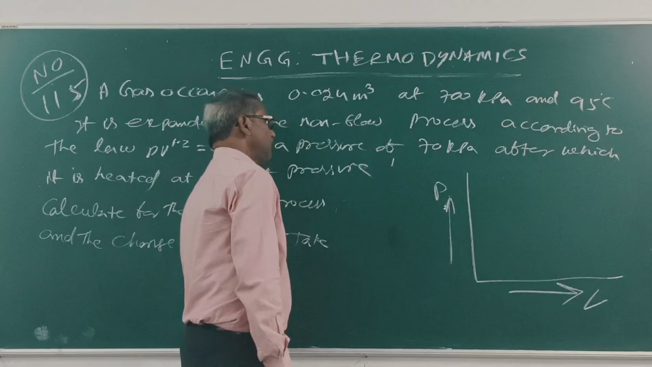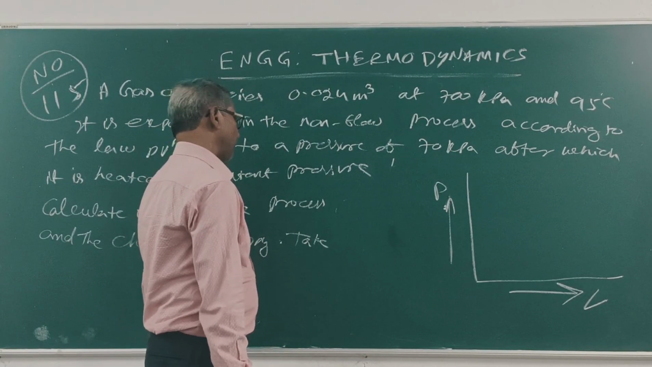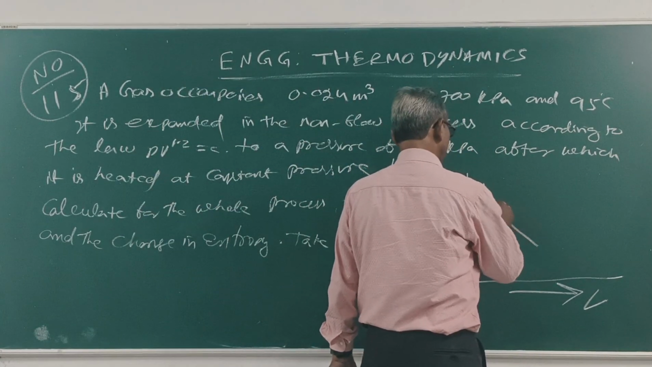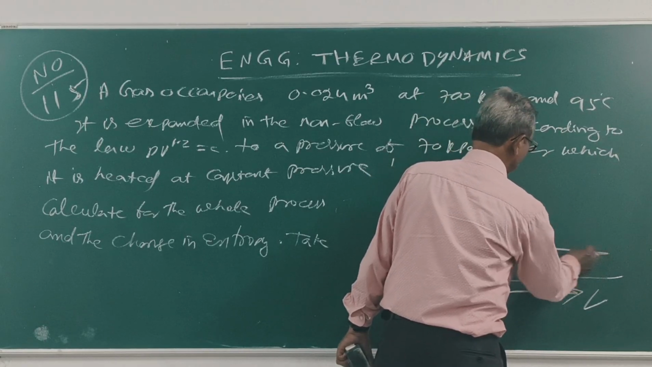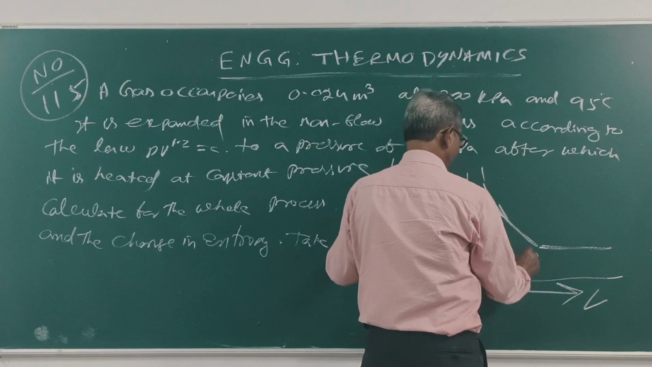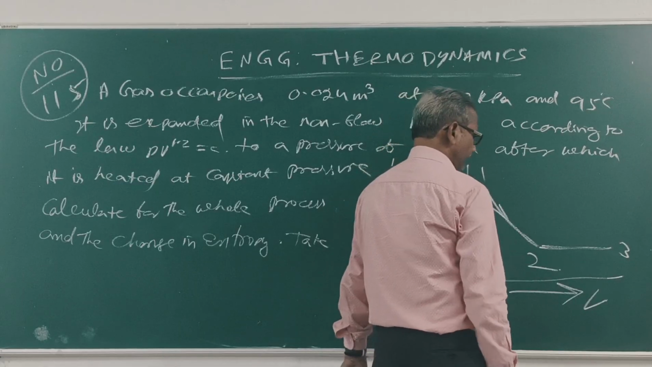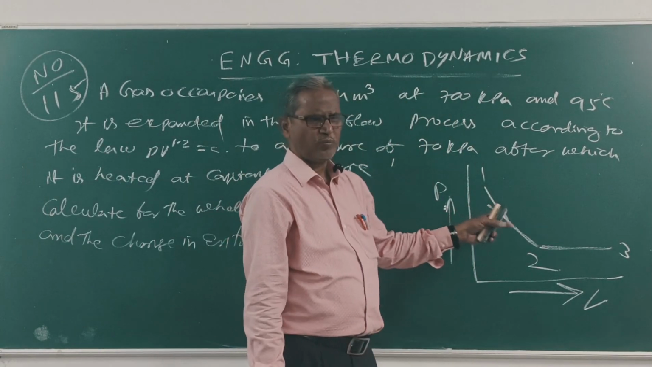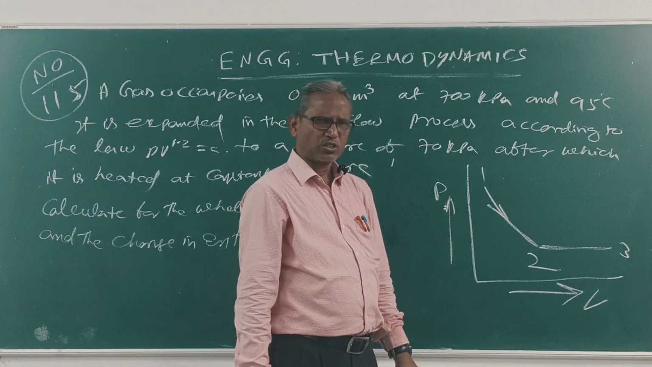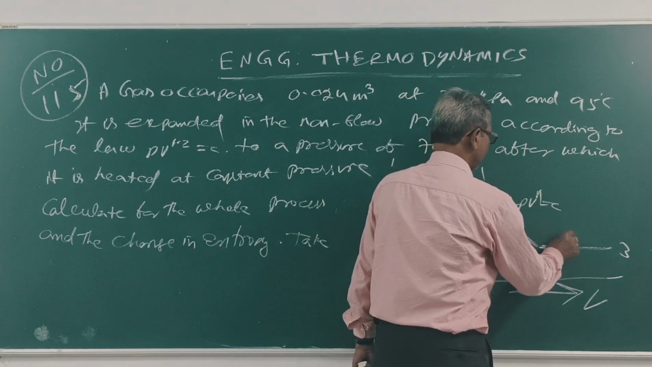Now, according to the law, PV^1.2 constant expansion process. The expansion process 1-2, then constant pressure process 2-3. Clear? 1, 2, 3. Process 1-2, constant pressure. Process 2-3. Process 1-2, PV constant, polytropic. Process 2-3, constant pressure. This is PV^n constant. This is pressure is constant.